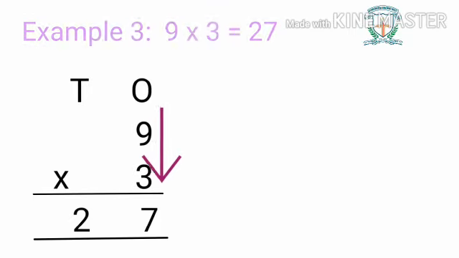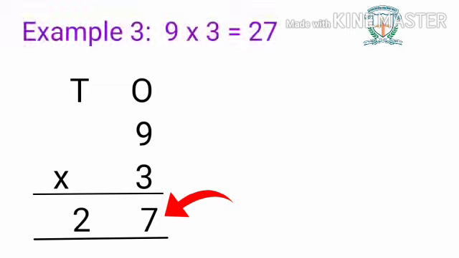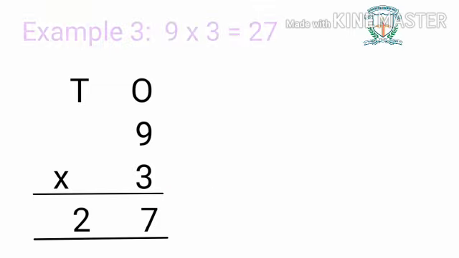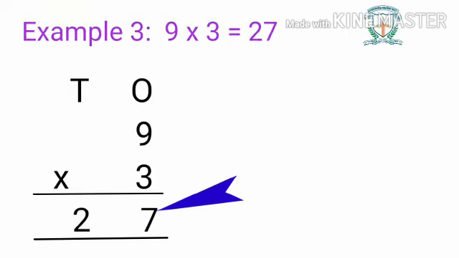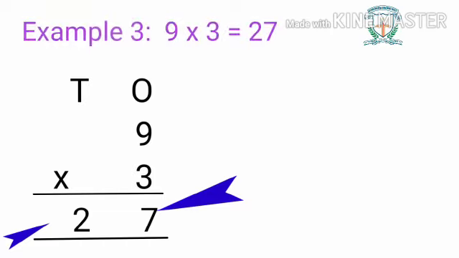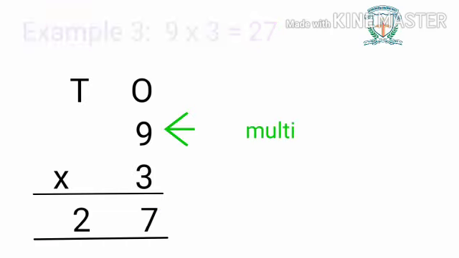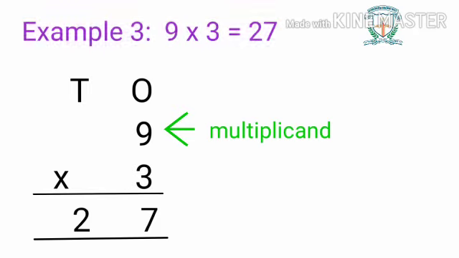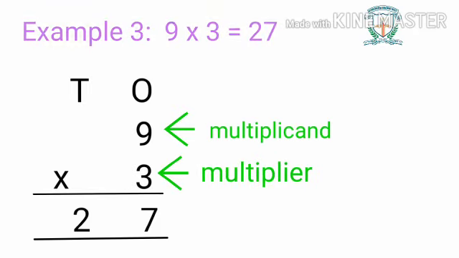So 9 multiplied by 3 is equal to 27. The product which we have got is two-digit number, that is 7 ones and 2 tens. So we write 7 in ones place and 2 in tens place. Here 9 is a multiplicand, 3 is the multiplier, and 27 is the product.